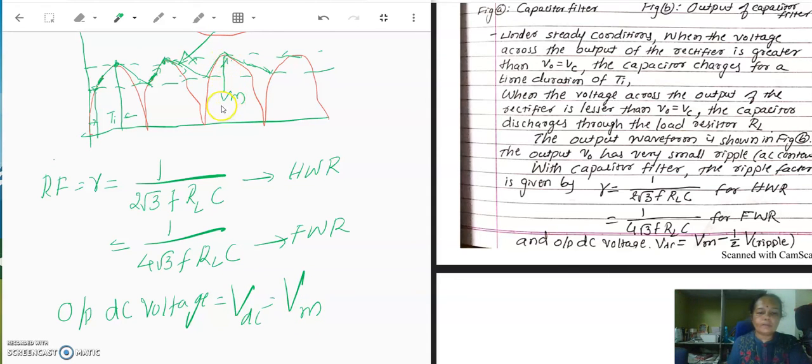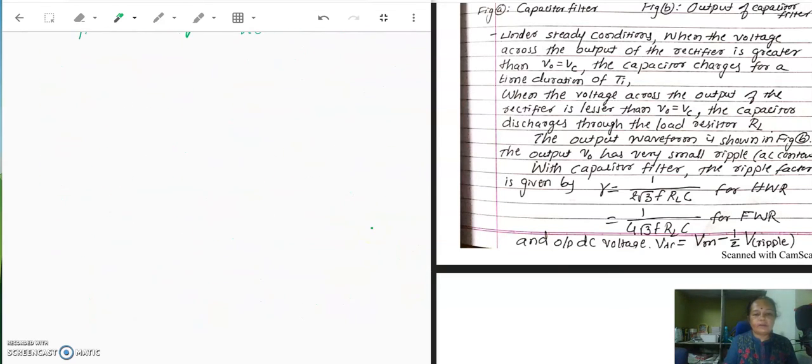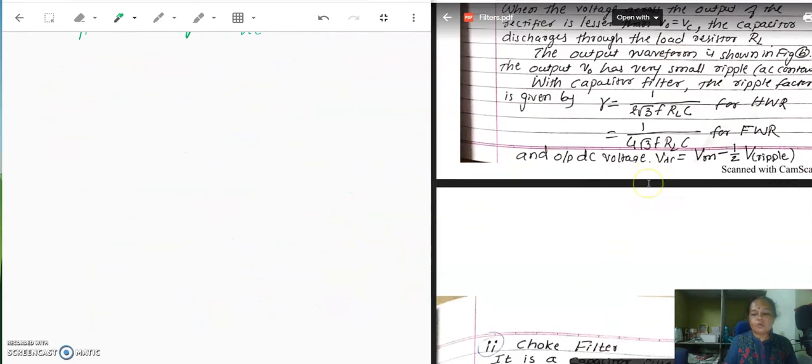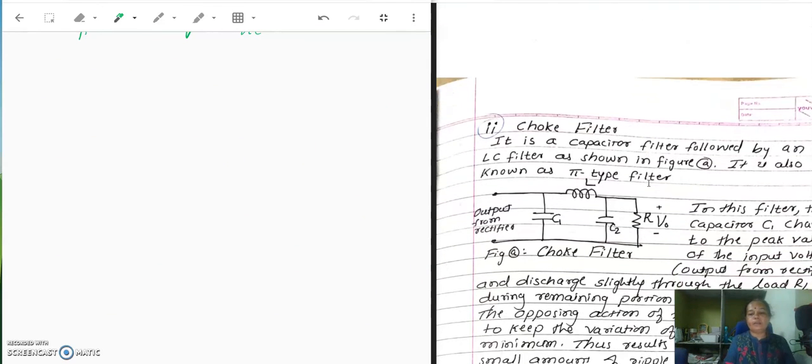Okay, this is Vm minus half of the ripple voltage. This is all you need to know about the filter. And we have seen the first type of the filter, that is capacitor filter. Now the second type, the choke filter, we shall see in more detail.